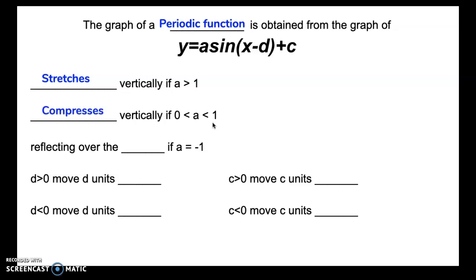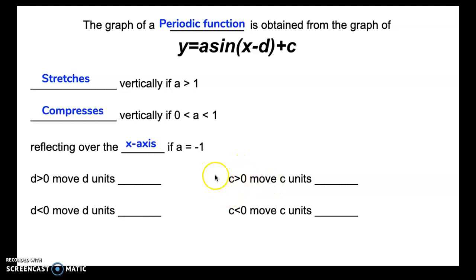This is exactly the same as what happens with a quadratic graph when we had the a in front. And just like quadratics, if we have a negative number, the graph gets flipped over the x-axis. This is called a reflection. You can think of putting a mirror along the x-axis and seeing the reflection is what you get.